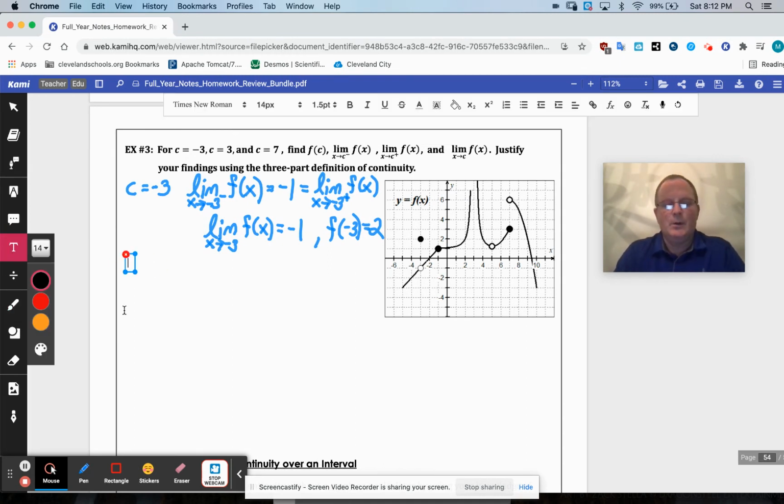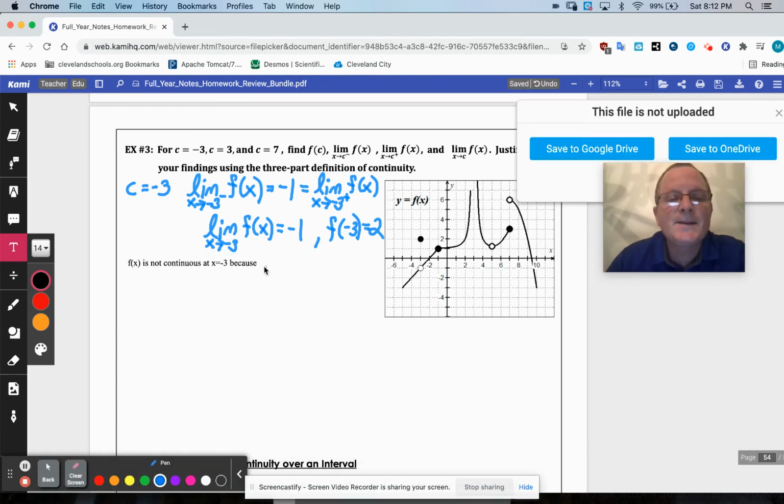Okay, so here we go. f of x is not continuous at x equals -3 because those two are not the same. Because the limit as x approaches -3 of f of x is not equal to f of -3.